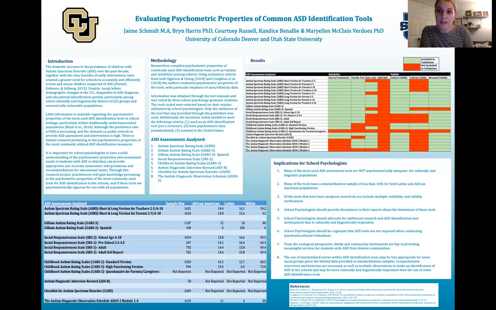The present study is guided by the two following research questions. What are the psychometric properties of the most commonly used tools in schools for ASD identification? And are these tools psychometrically rigorous for use with all populations, in particular those from racially and ethnically minoritized backgrounds? So the literature first focused on researching ASD identification in the schools.